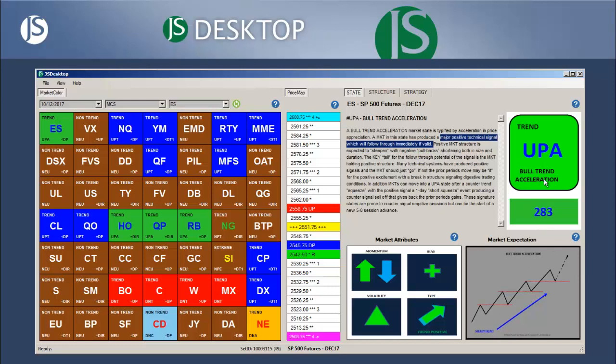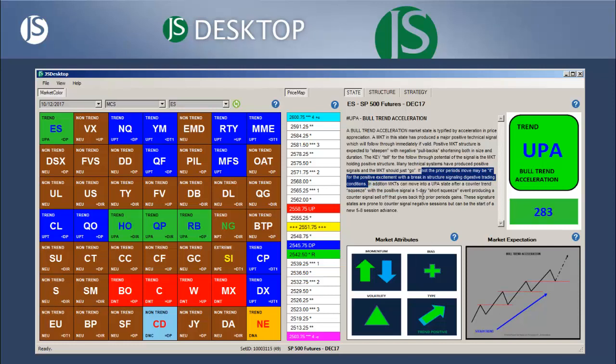If this market state is going to be true, and we should have an expectation of an aggressive higher move low, higher move high expectation, then we would anticipate this market to follow through immediately. And we would expect this positive market structure to steepen with negative pullbacks shortening in size and duration. That's what it means to be in a bull trend acceleration. And if not, then the prior period's move may be it. You had a big technical signal, and if it doesn't follow through, that may have been all that we're going to get, and that's all the excitement, and a break in structure will signal a digestive trading condition.